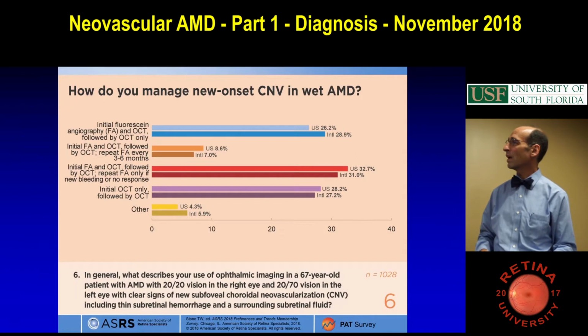8% get FA and OCT, followed by OCT and FA. And then OCT and FA followed by OCT and FA. I guess it doesn't have ICG. And then the bottom one is only OCT.